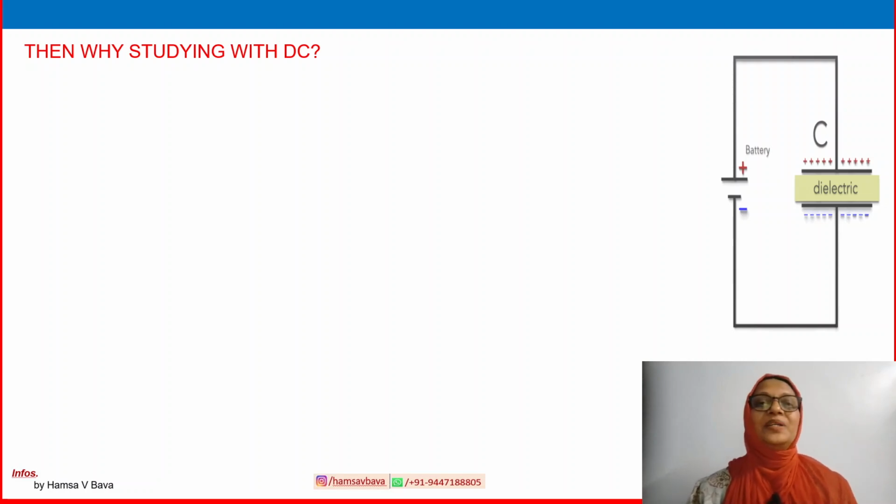We have seen it blocks DC and allows the flow of AC. Then it is quite interesting. Then why are we studying with DC? In the first figure also I have shown a DC source, a battery. Then why are we keeping a DC source for studying?